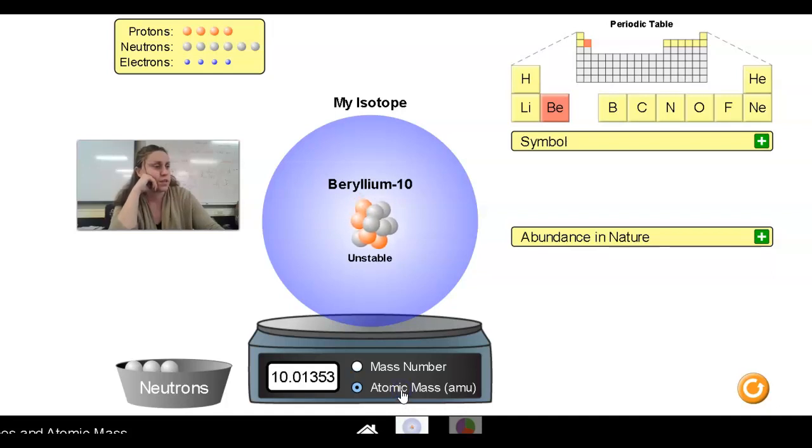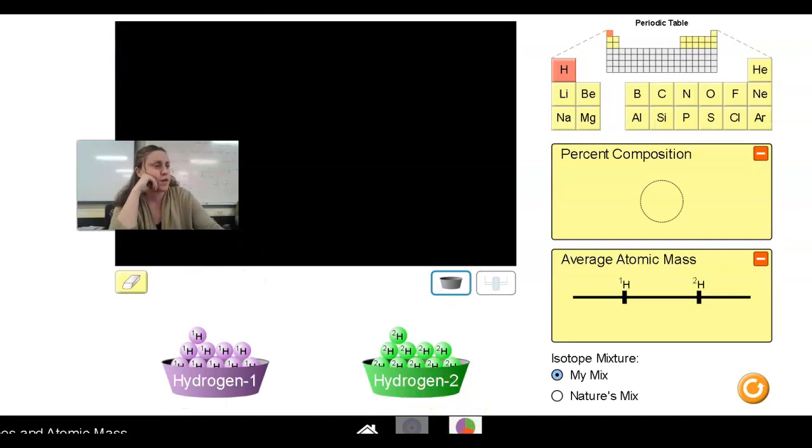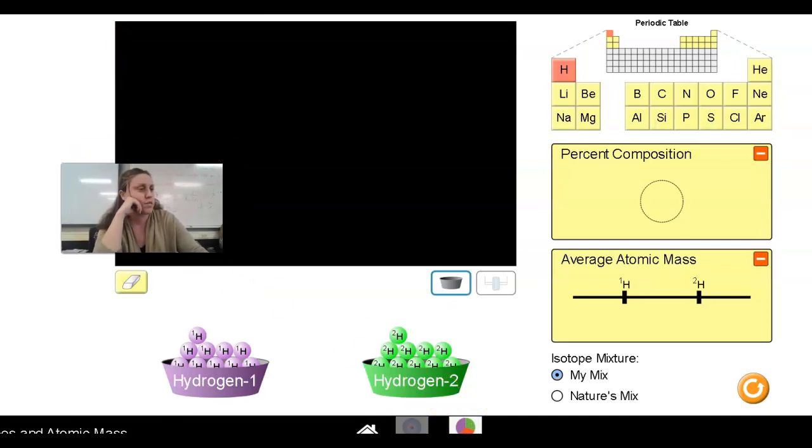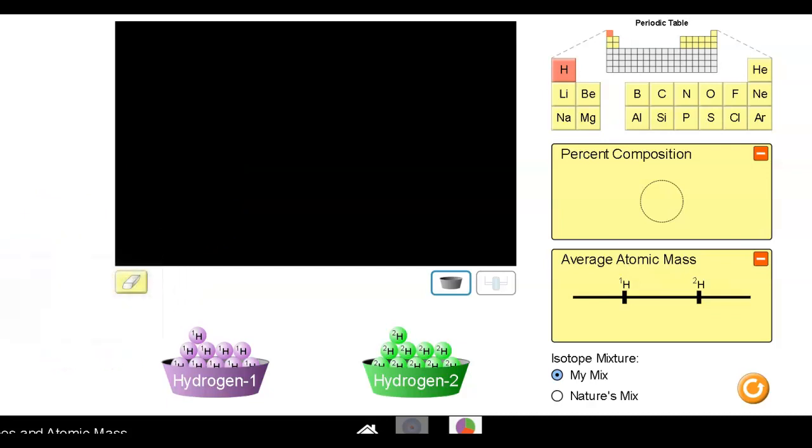Here's another thing that clicks on. We go from a number to a mass, or to a decimal. Whole number, decimal. Whole number, decimal. And then on the other side, we have mixtures. I'm going to go ahead and remove my face so that you can see.